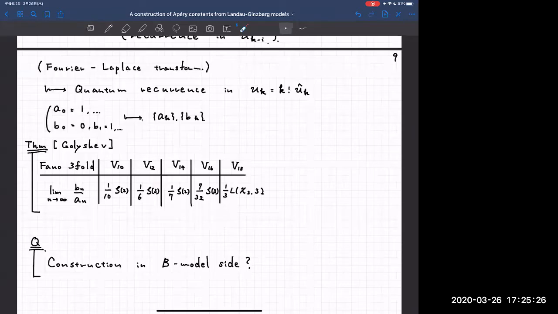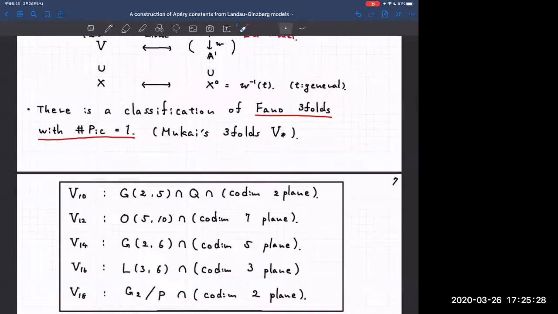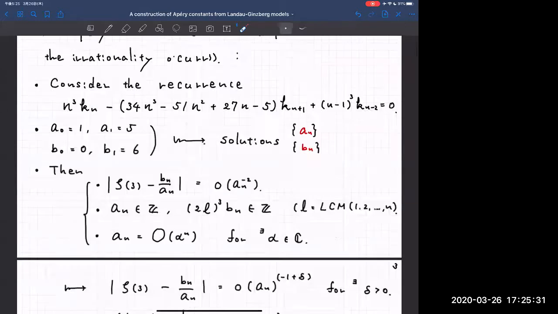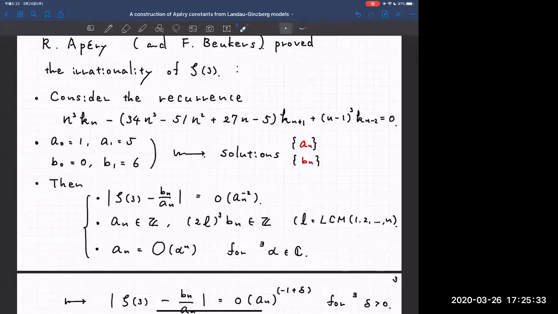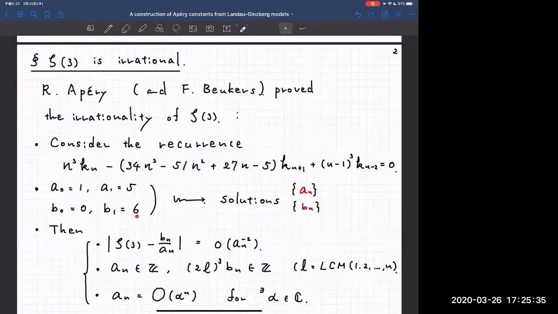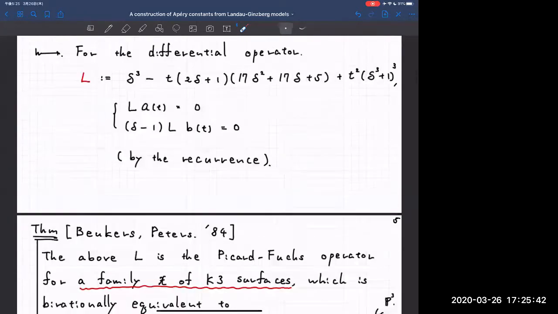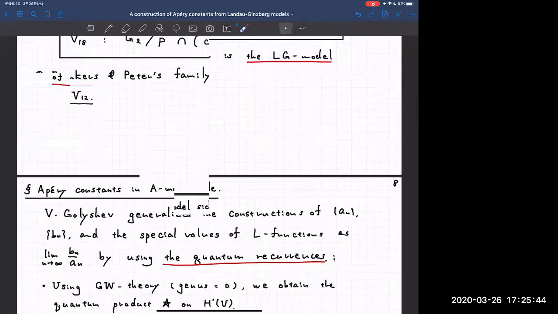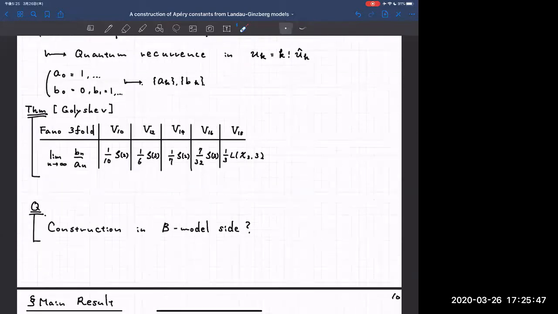Please recall that firstly, we took the original b_n with the initial data b_0 equals 0, but b_1 equals 6 here. On the other hand, for Golyshev's technique, the initial data for the quantum recurrence is 1. So we obtain a 1 over 6 smaller sequence for the b_n, and it affects this coefficient 1 over 6 zeta 3.